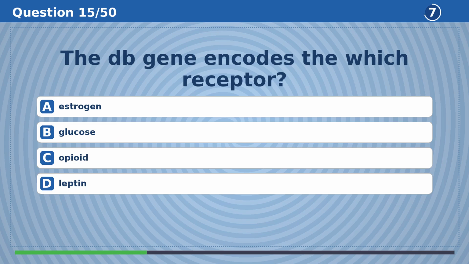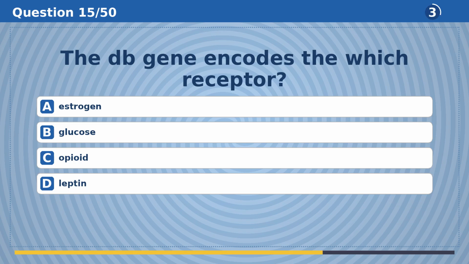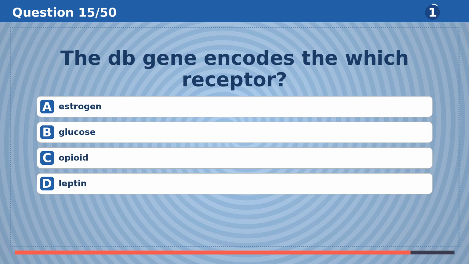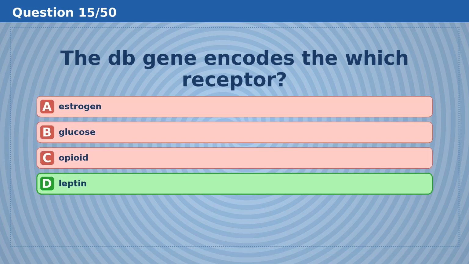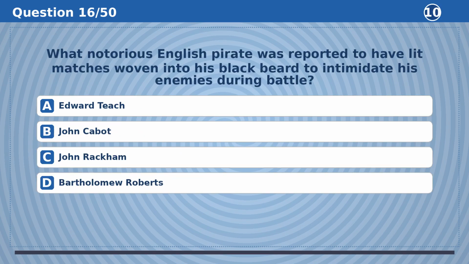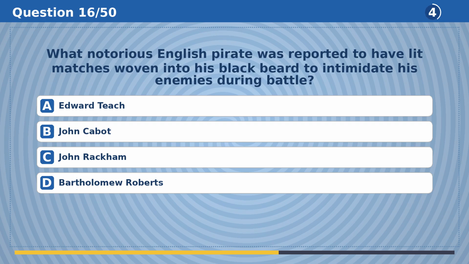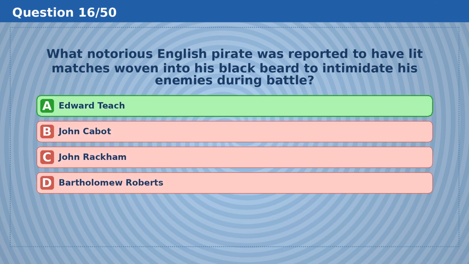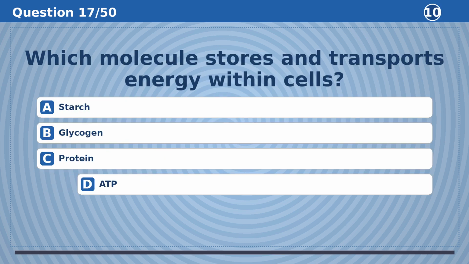The DB gene encodes the which receptor? The answer is D, leptin. What notorious English pirate was reported to have lit matches woven into his black beard to intimidate his enemies during battle? The answer is A, Edward Teach.